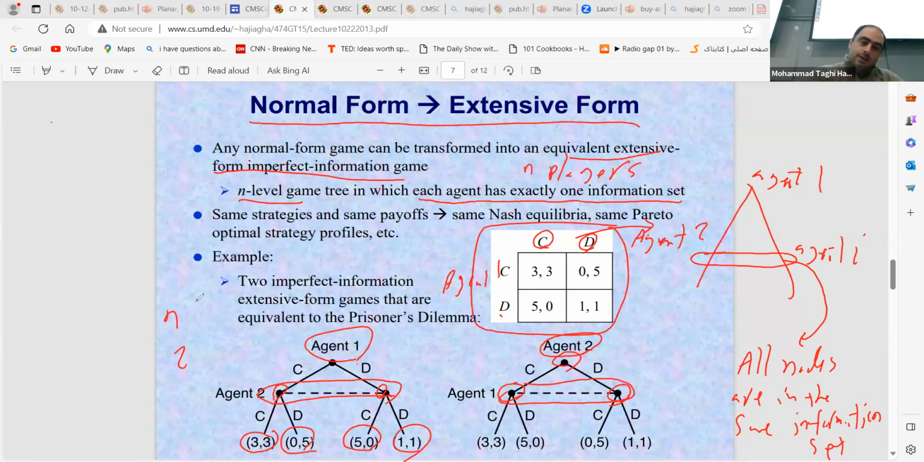So I have n players, 2 actions each. What will be the size of the normal form game in this case? Yeah, so the normal form game will be 2 to the n. The tree will be 2 to the n minus 1 on the inside, and 2 to the n on the outside.